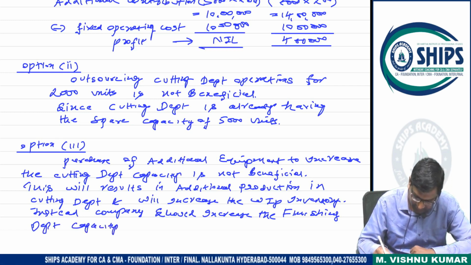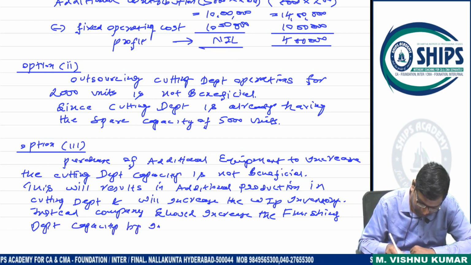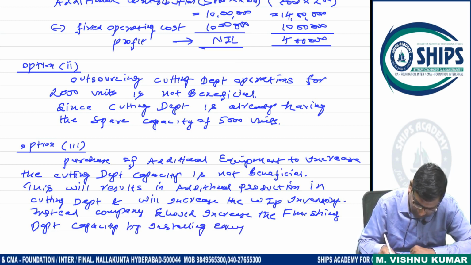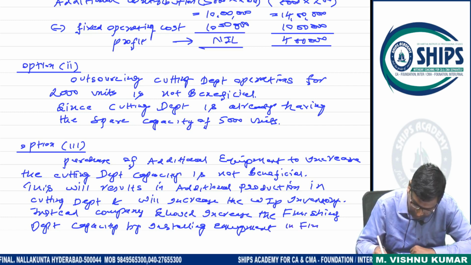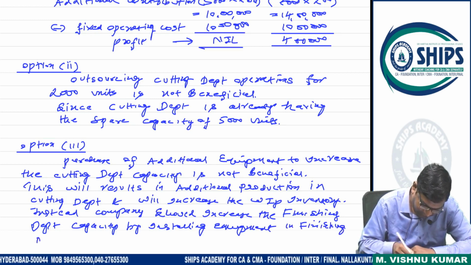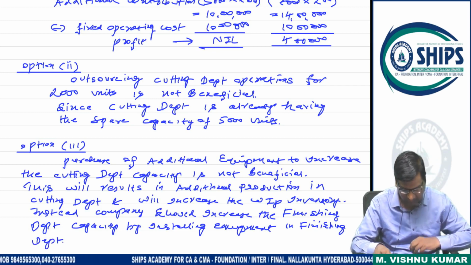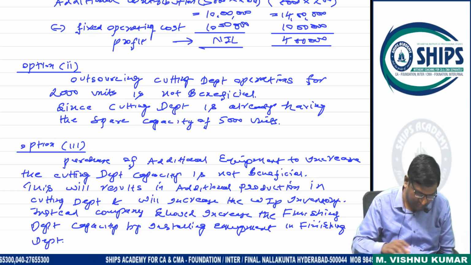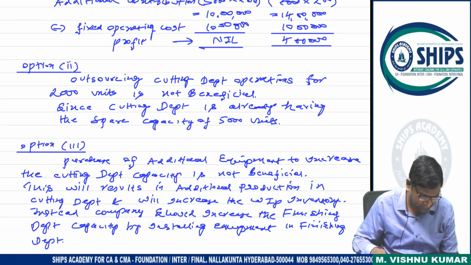Instead, the company should increase the finishing department capacity by installing equipment in the finishing department. This is the third answer. I hope all these answers are clear.